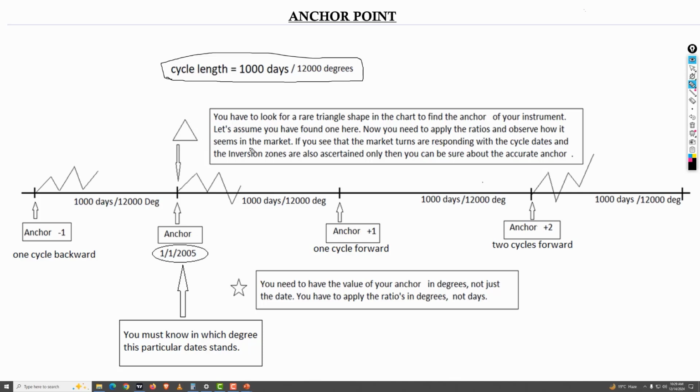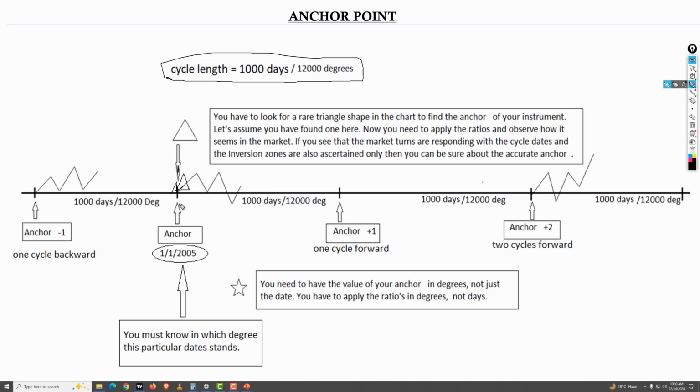Okay, let's assume you have found one here. This is your anchor, okay? You have found one anchor here, okay? Now you need to apply the ratios and observe how it seems in the market, okay? If you see that the market turns are responding with the cycle dates and the inversion zones are also ascertained, only then you can be sure about the accurate anchor, okay?